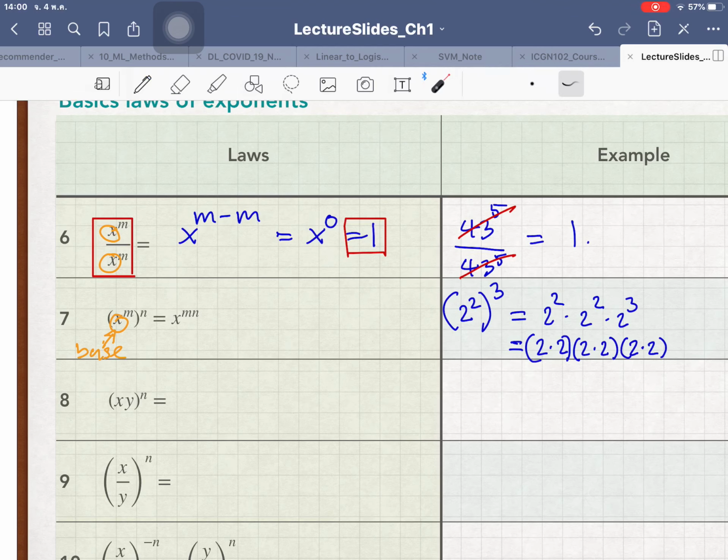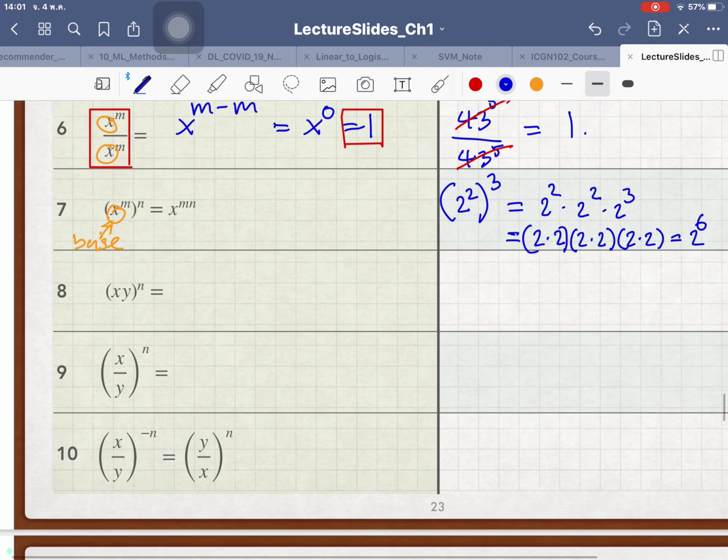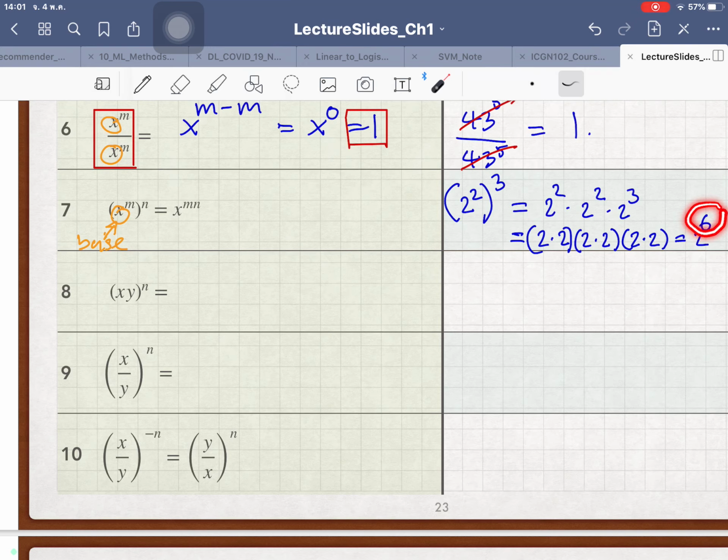So let's count the total number of 2. You have 1, 2, 3, 4, 5, 6 terms. So in this case, you get 2 to the power 6. And you can see that in order to get the power of 6 right here, you just multiply 2 and 3 together. You just multiply these two powers. 2 times 3, you get 6. So that's why in general, when you take the power twice, you just multiply the powers together.